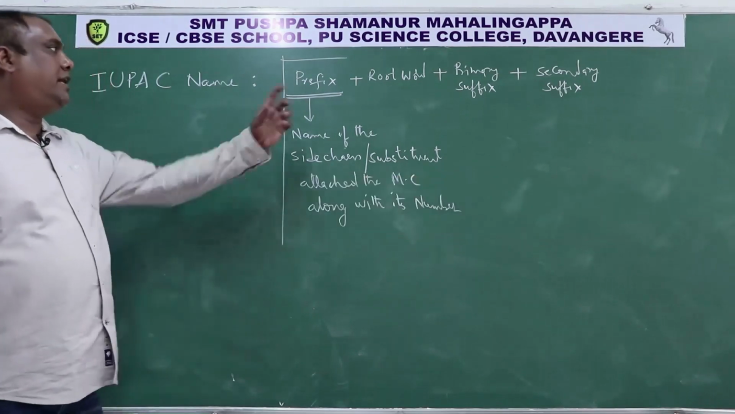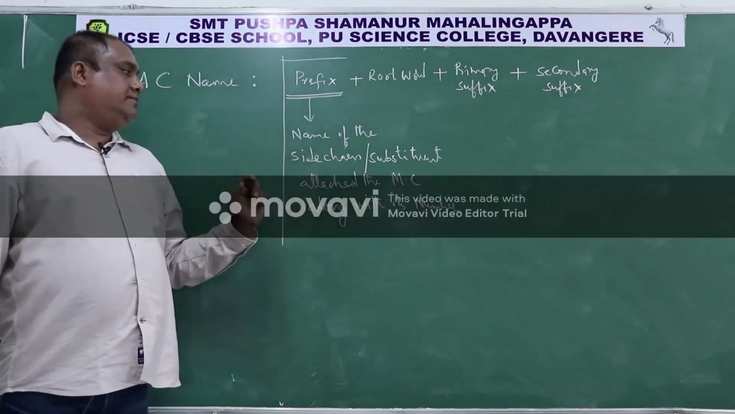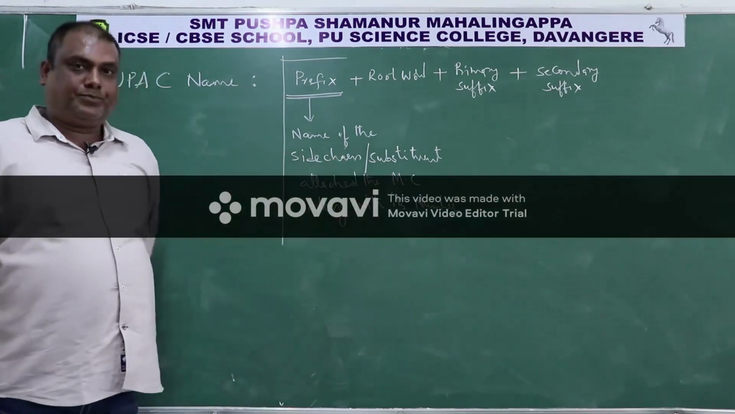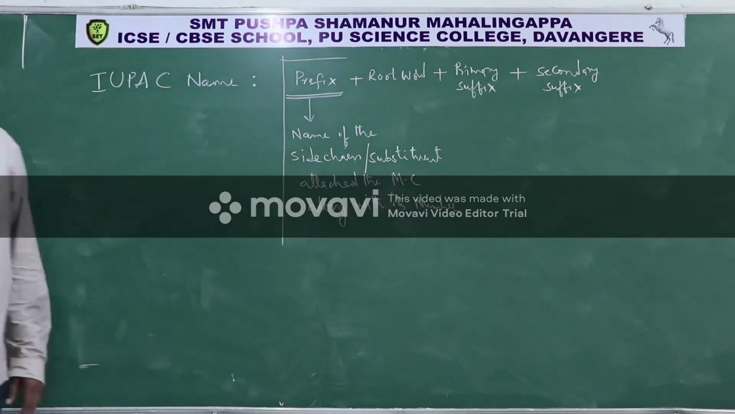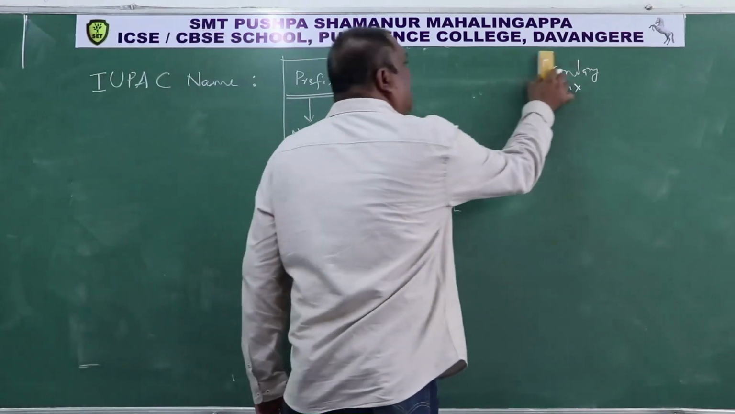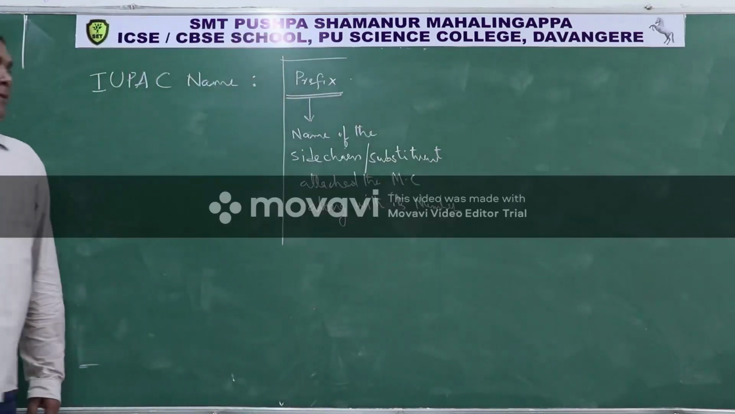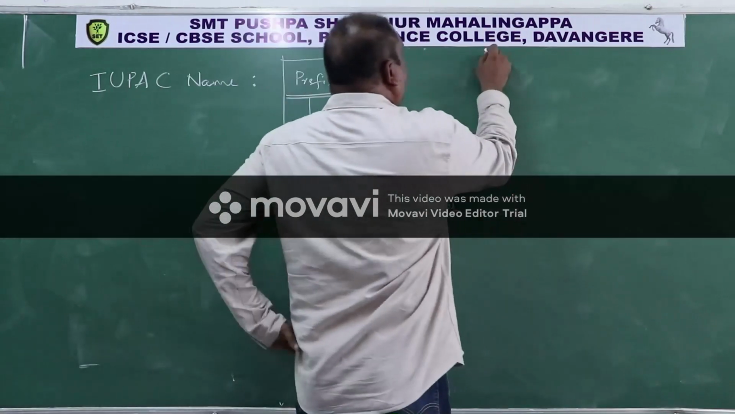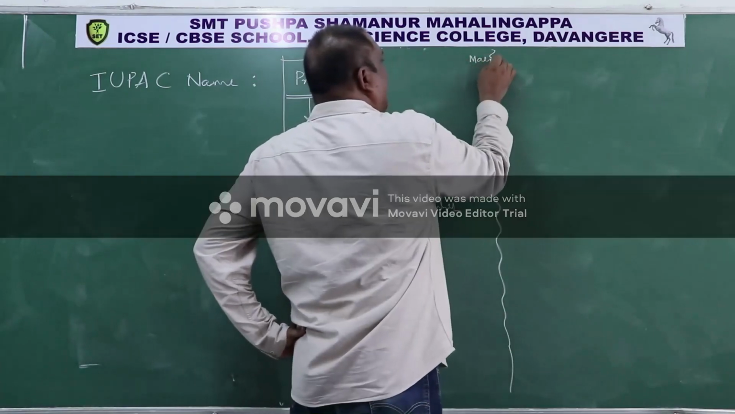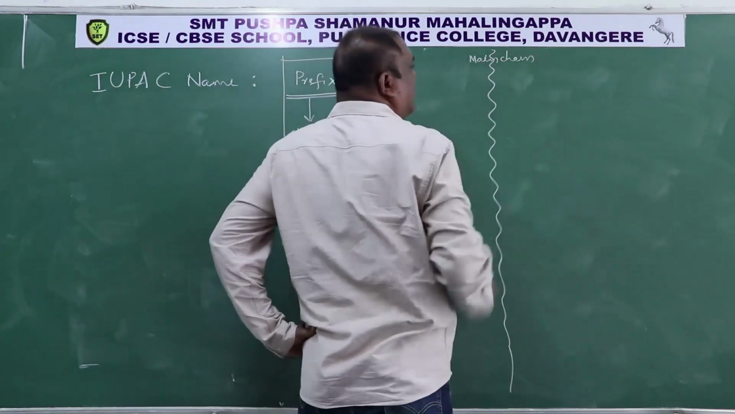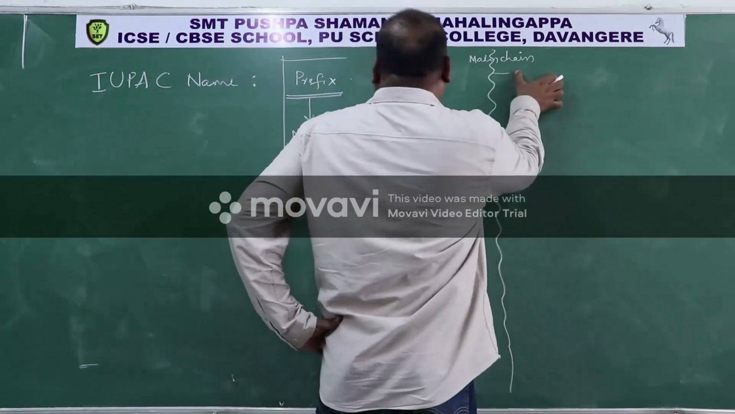I was telling you that the prefix indicates the name of the side chain attached to the main chain along with its number. Now we have to see the different types of prefixes. So let us now concentrate on the prefix part, and the remaining part we will see afterwards. Now, this is a main chain. To this we are attaching a side chain. This side chain name will come here.